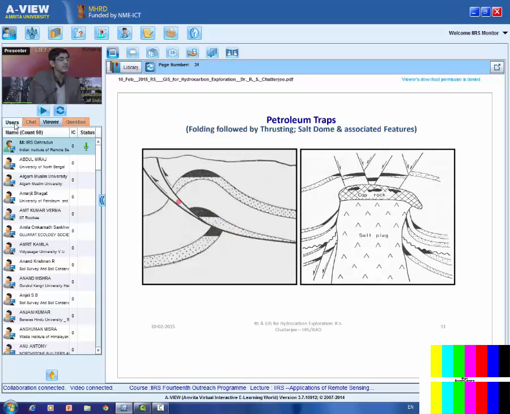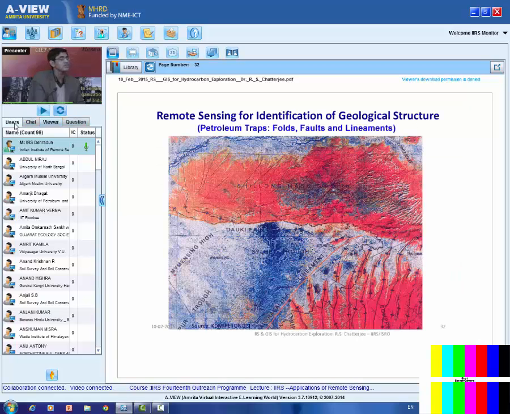A similar kind of example here is folding followed by faulting. So this is the trap, and here this is a salt dome, and the associated folding and faulting give you the accumulation of oil and the trapping, capping of the oil and gas. So these are the possible areas of exploration for petroleum.